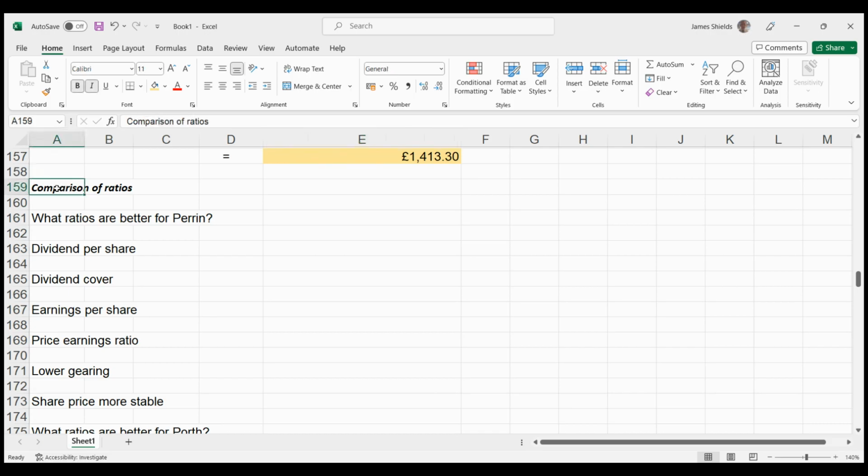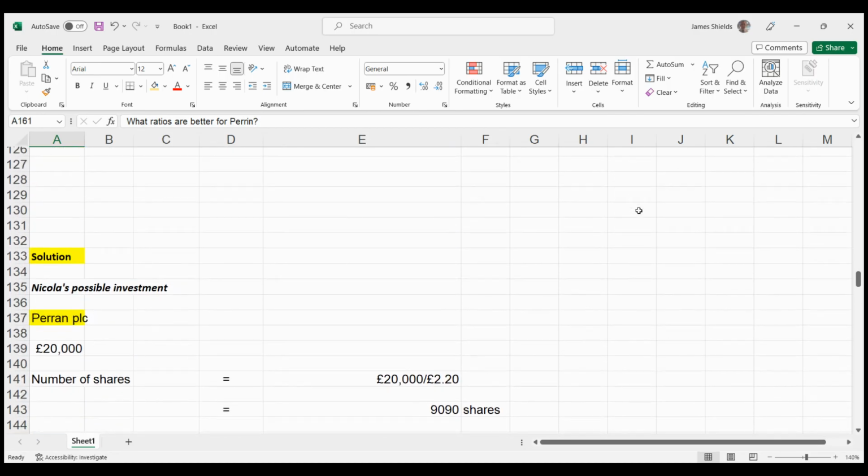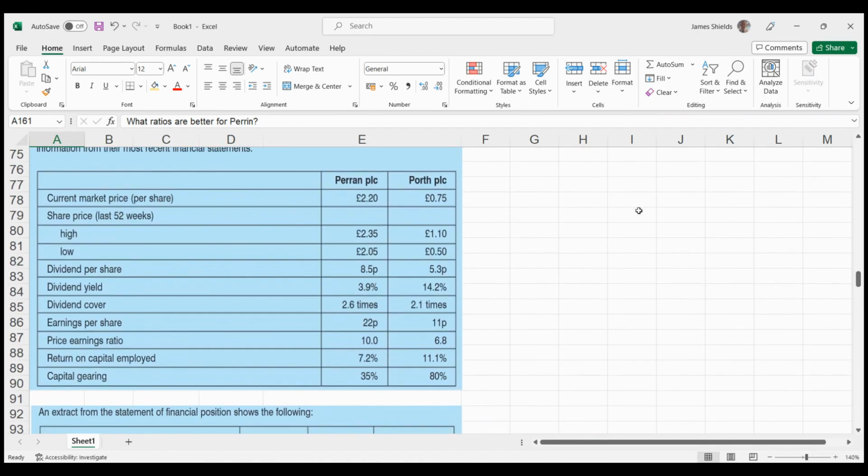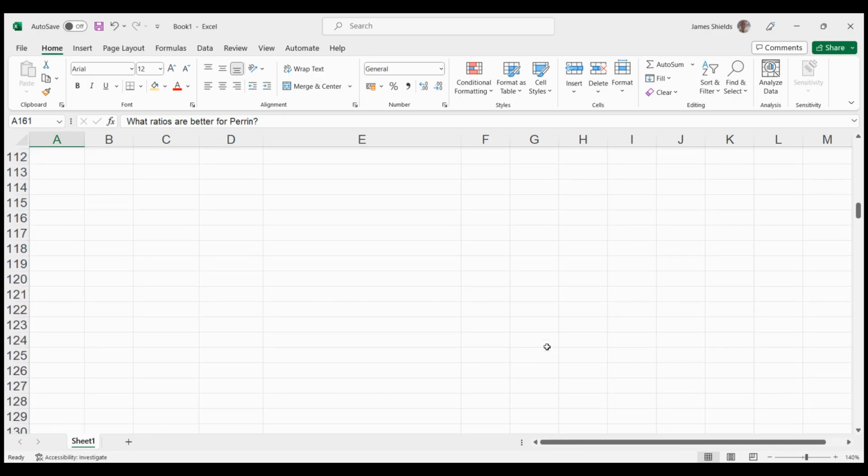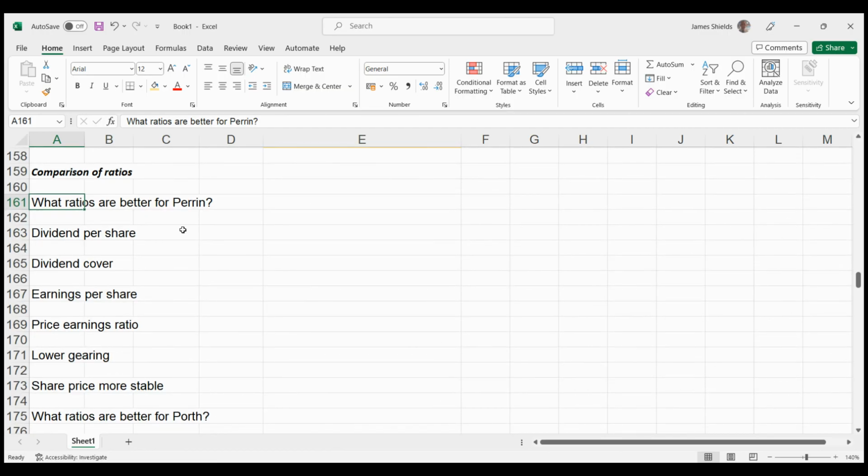Well, we've got to compare the ratios. We're going to work out which ratios are better for Perrin. So we go back to the list. Here we start with dividend per share. Perrin is better on dividend per share, not dividend yield. It's better for dividend cover. It's better for earnings per share. It's better for price to earnings ratio. It's not as good on return on capital employed, but it is good for capital gearing. So let's just check we made a list of those ones there: dividend per share, dividend cover, earnings per share, price earnings ratio, and lower gearing.